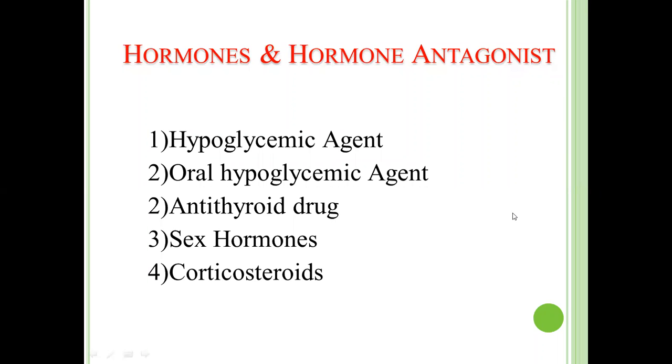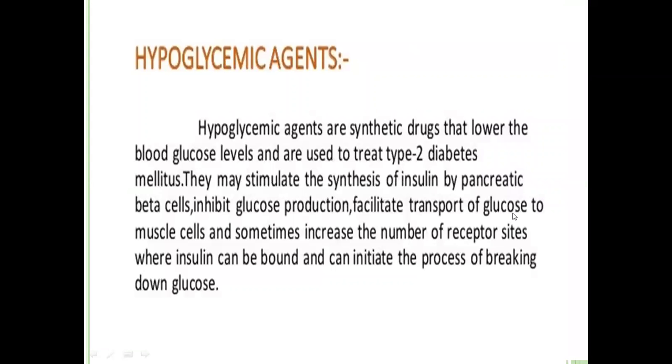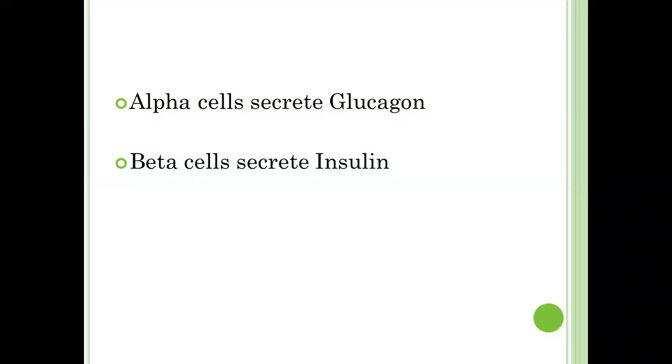Hypoglycemic agents are the agents used to lower the blood glucose level and to treat type 2 diabetes mellitus. Then alpha cells and beta cells: alpha cells secrete glucagon, while beta cells secrete the insulin hormone. This insulin hormone regulates the glucose level, the blood sugar level.